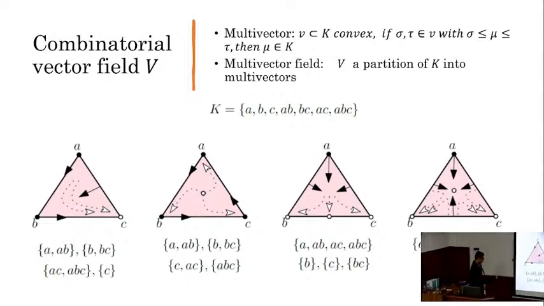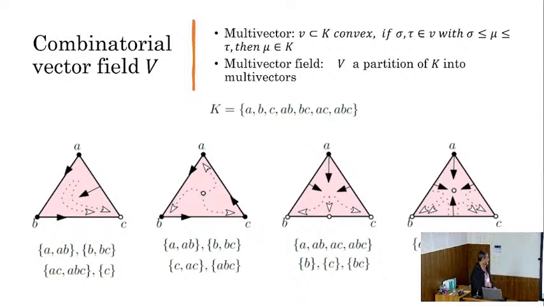So let's take this simplicial complex. Very simple: a triangle, three edges, three vertices. I am going to define a multivector field on this triangle. Various types of multivector fields you can define. Here is one example. It's a partition, remember? So one vector is A and AB. B and BC is another vector. And then AC and the triangle is another vector. So there are four vectors which have partitioned this simplicial complex.